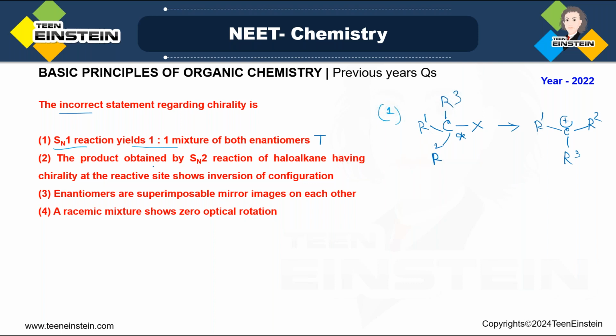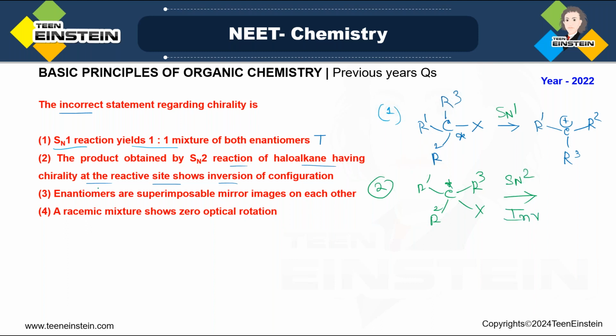The next one is saying that the product obtained by an SN2 reaction of a haloalkane having chirality at the reactive site shows inversion of configuration. Now this is also true, because in case of SN2 what happens? Suppose I am drawing a similar type of structure, this is a chiral center obviously, and SN2 is actually a single step. So there is no intermediate formation like SN1. It is a single step, and in a single step there is always inversion occurring.